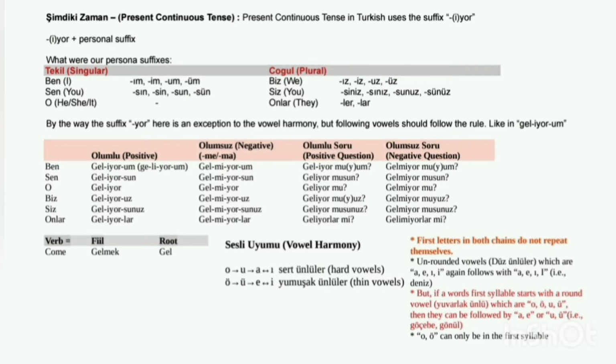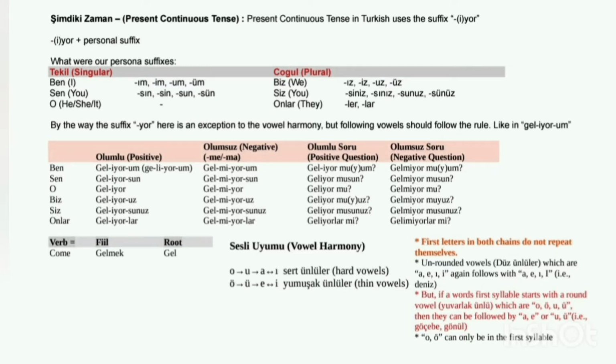Ben takes im, üm. Sen takes sın, sin, sun, sün. O doesn't take anything. He, she, it, we don't have any suffix for them. Okay. Biz takes ız, iz, uz, üz. The subject siz takes siniz, sınız, sunuz, sünüz. Onlar takes ler, lar.